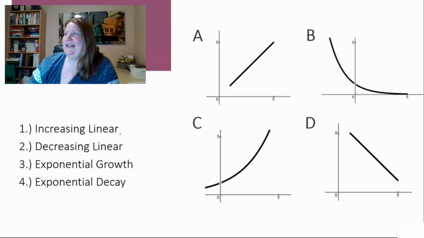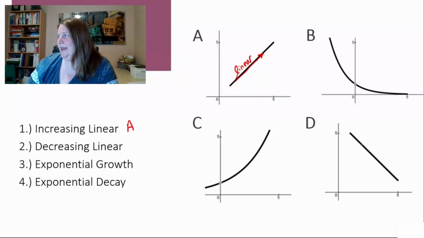So let's talk about that increasing linear. That would be like A, which is linear and is always going up from left to right. So in the same direction you read from left to right, we are going uphill. There we go. And decreasing linear, well, that's this one here. That is D, linear, because it is in a straight line.